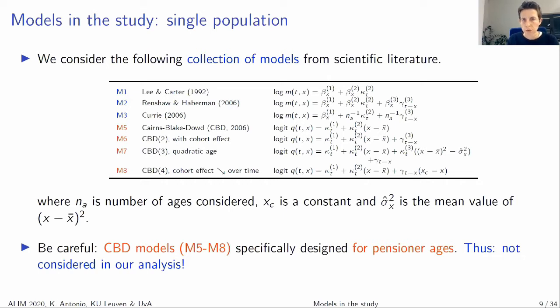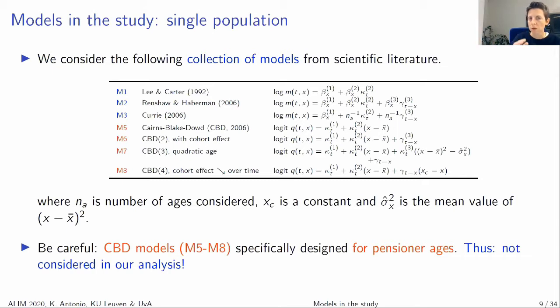So something peculiar or a little bit special to keep in mind for these CBD models is that they really have been designed to capture the behavior of the mortality rates that correspond to pensioner ages. So it doesn't make sense to fit these CBD models over the whole age range from newborns to old age mortality.